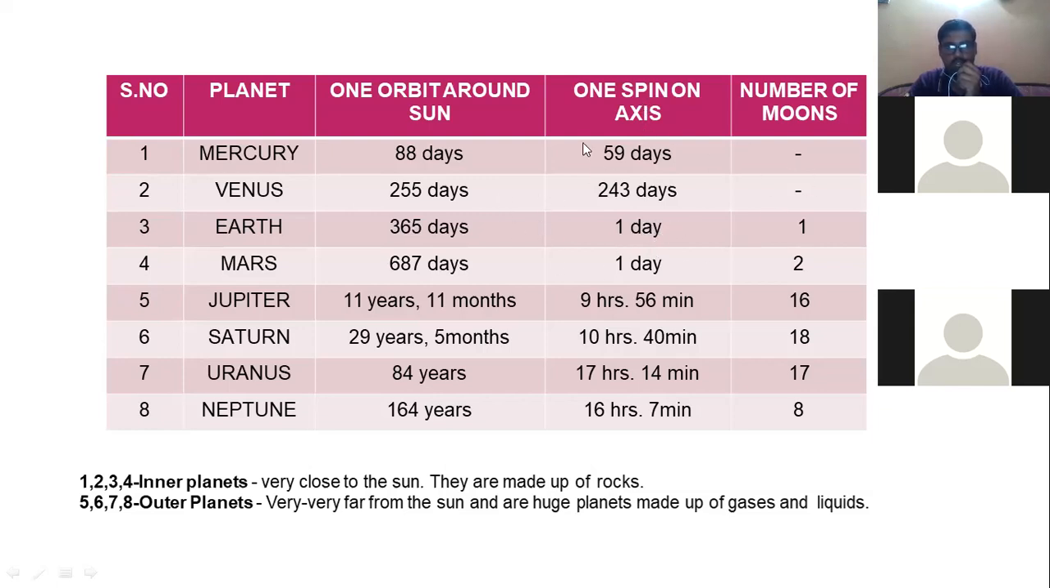One day it will complete its one spin on its axis. So here are the general numbers of moons. As I have told you earlier, Mercury and Venus have no moons. Earth has one moon. Mars has two moons. Jupiter has 16, Saturn 18, Uranus has 17, and Neptune has 8 moons in our solar system. So here are the general numbers for 1, 2, 3, which are the inner planets very close to the sun.